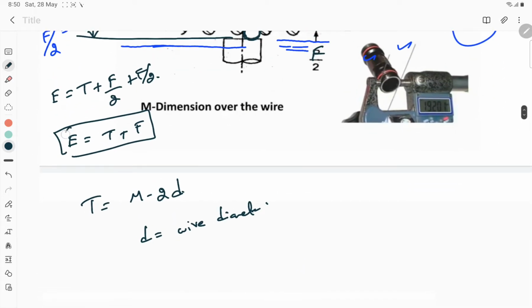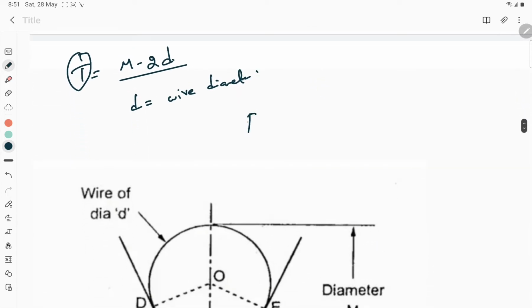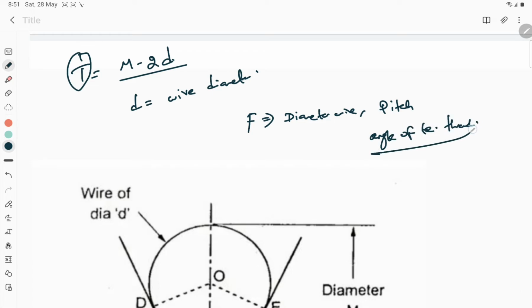If we want to calculate E, then we should know T and F. T we can calculate with the help of the micrometer reading and wire diameter, but F we are unable to substitute in this equation yet. So through some derivation we will find the relation for F, which depends upon three factors: wire diameter, pitch of the thread, and angle of the thread. Based on this we have to find a relation for capital F.